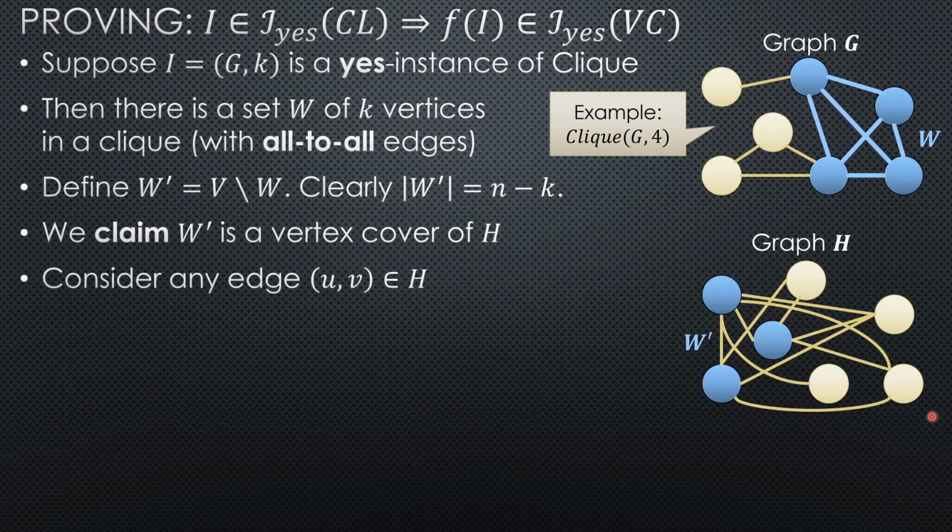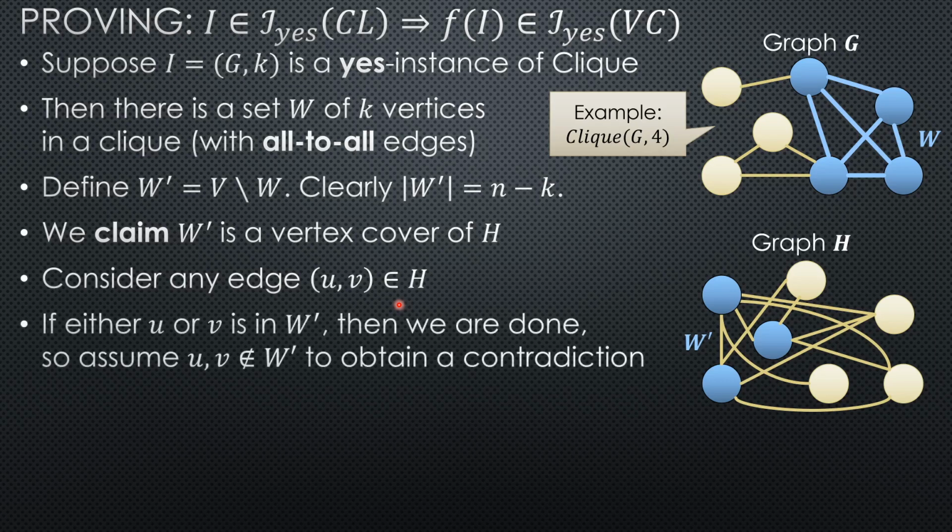Okay, so let's try to disprove our claim here that W prime is a vertex cover. Hopefully we should fail to disprove our claim. So let's consider any edge. We want to argue to ourselves that this is a vertex cover. So we want to say every edge in the graph H should be covered. Every edge should be incident to some vertex in W prime. So consider some edge UV in H. If either U or V or both is in W prime, then we're done. It's covered by W prime.